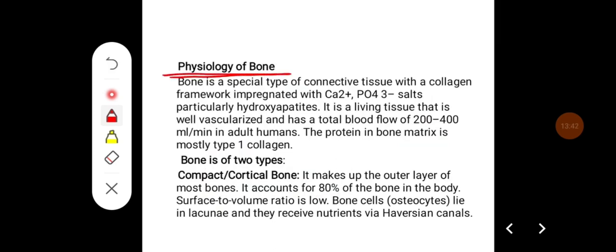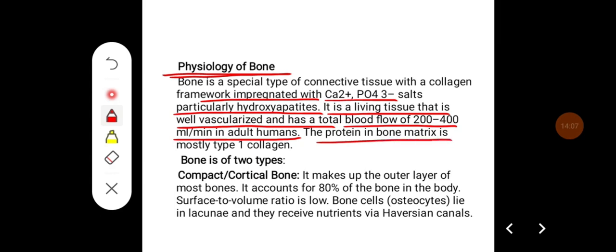Coming to the physiology of the bone. Bone is a special type of connective tissue with a collagen framework impregnated with calcium and phosphate salts, particularly hydroxyapatites. It is a living tissue that is well vascularized and has a total blood flow of about 200 to 400 ml per minute in adult humans.